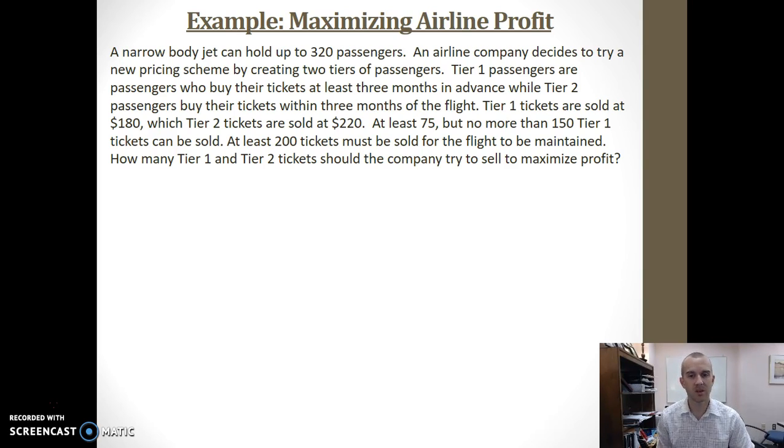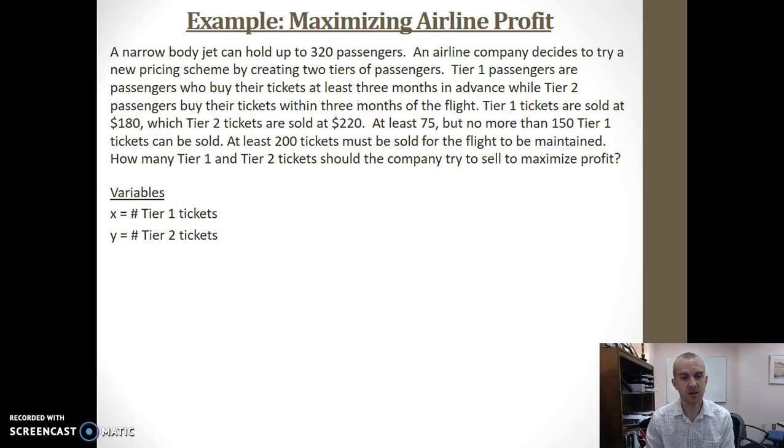So you want to know what's the way we can maximize our profit. How many of each of these tickets would we want to try to sell? So the first thing we want to start with are our variables. And the two variables we have here are Tier 1 and Tier 2 tickets. Now it doesn't matter whether I choose which one to be X and which one to be Y. I just chose them in this order.